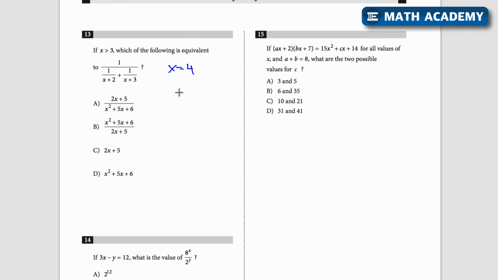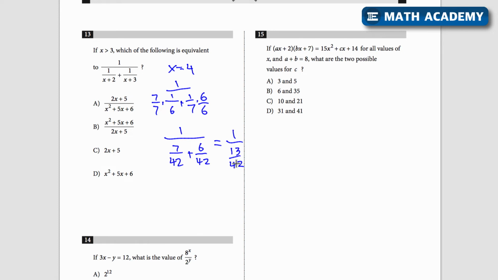So if I plug in 4 here, I'd get 1 over 4 plus 2 is 6, plus 1 over 4 plus 3, which is 1 over 7. I'm going to make a common denominator down here. That's going to be times 7 over 7, times 6 over 6. So we get 7 over 42. So we have 1 over 7 over 42 plus 6 over 42, which is going to be 1 over 13 over 42.